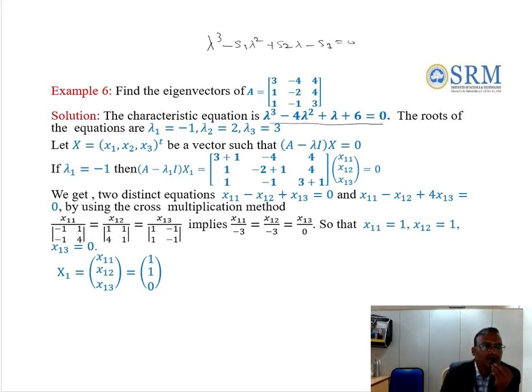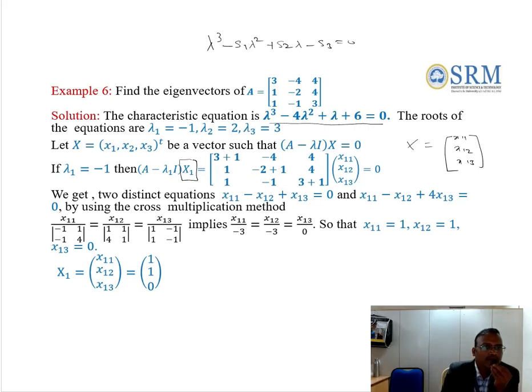Let us assume that the eigenvector is of the form x1, x2, x3 transpose, such that (A minus lambda I) x equal to 0. If lambda 1 equal to minus 1, then the corresponding vector, let me call this capital X1, is x11, x12, x13.